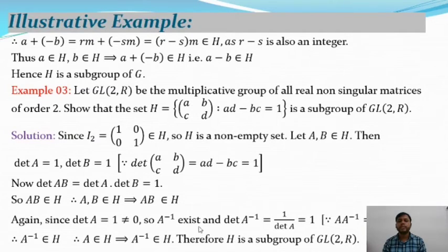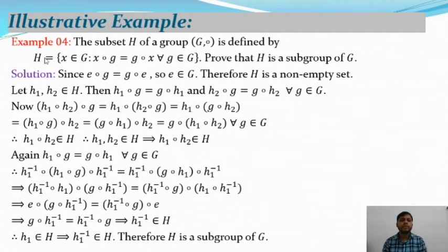And applying this theorem, we have proved that H composition is a subgroup of GL(2, R). After that, we will take one more example on the subgroup of a group G composition. So here is the example. The subset H of a group G composition is defined by H is equal to the set of X belonging to G such that X composition g is equal to g composition X for all g belongs to G. So prove that H is a subgroup of G.